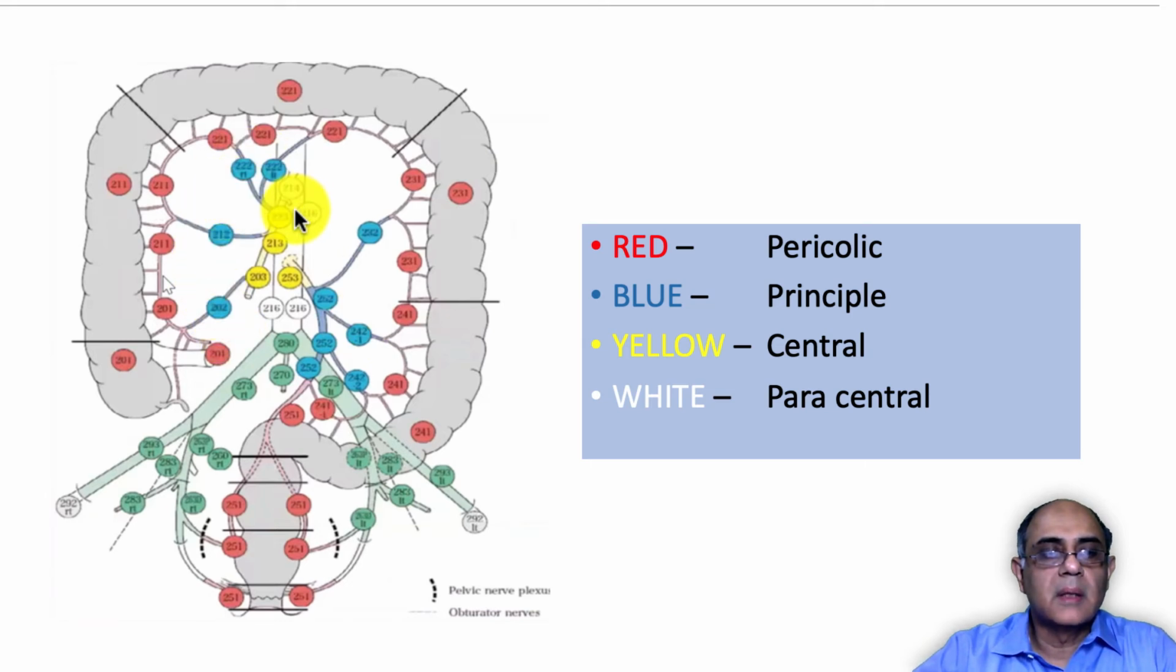Principal lymph nodes. Then come the yellow. They are the central group of lymph nodes. They are present on the main vessels, the superior mesenteric artery and the inferior mesenteric artery. And the white nodes are paracentral. They are actually present on the aortic side. Tumor is present in the cecum.